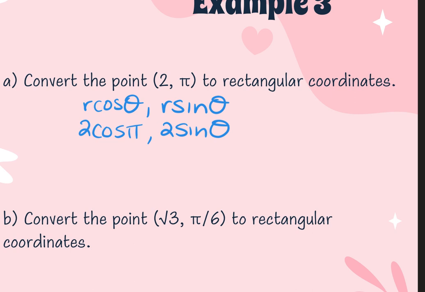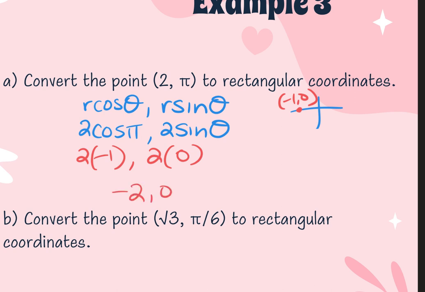Where is pi? What's the coordinate point there? (-1, 0). So what's the cosine? -1. What's the sine? 0. So what's this coordinate point? (-2, 0). If it asked for it in complex form, it'd be -2. That's it, because there'd be 0 i.